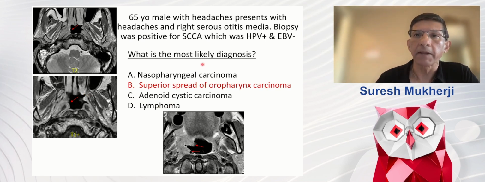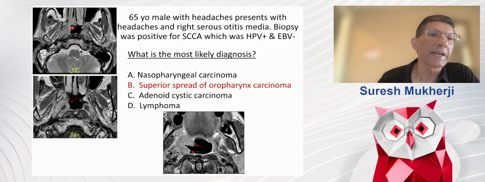So if you do your molecular testing and it's HPV positive, this suggests that the tumor is actually arising in the oropharynx and not the nasopharynx. So in this case, this was an example of a right-sided tonsillar carcinoma that spread superiorly above the soft palate. It extended into the nasopharynx, and this is why we have this involvement of the nasopharynx as is seen here.